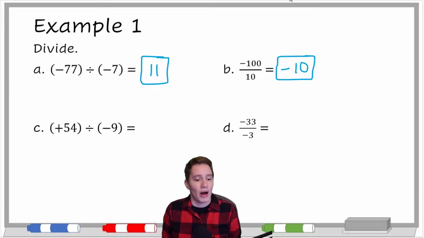C, positive 54 divided by a negative 9. So 54 divided by 9 is 6. 9s, by the way, have a really cool trick to them with multiplication tables. And then there's one negative here, so that makes this negative 6. And then negative 33 divided by negative 3. Well, 33 divided by 3 is 11. A negative divided by a negative makes a positive.